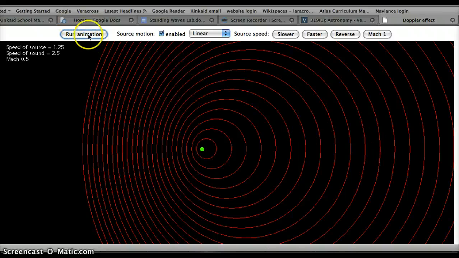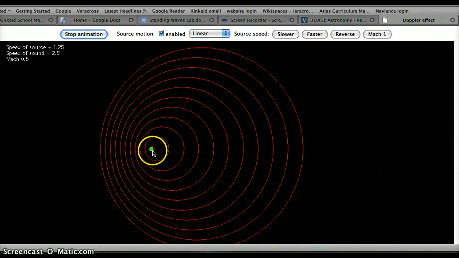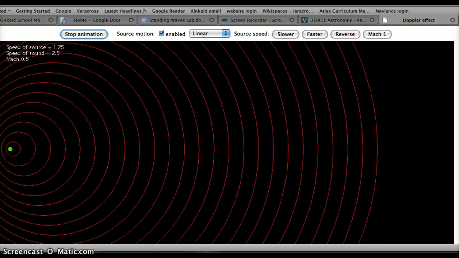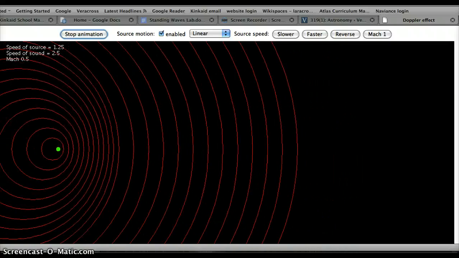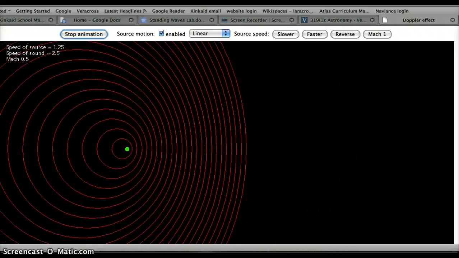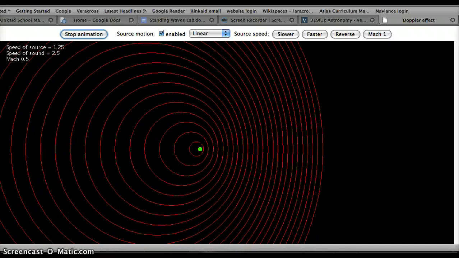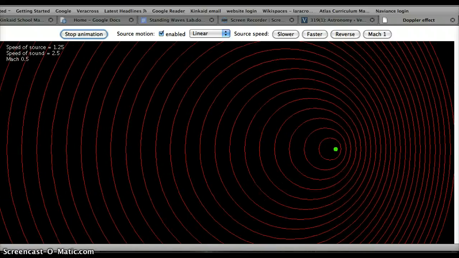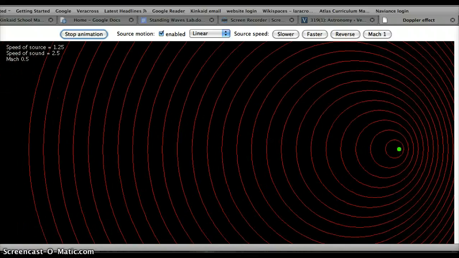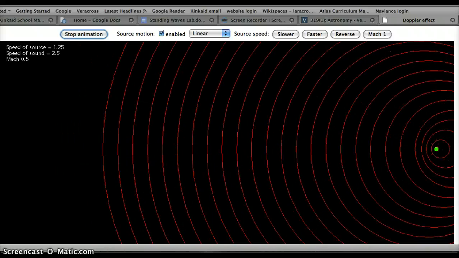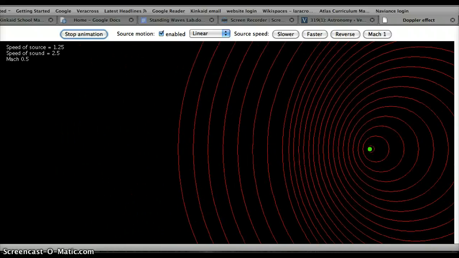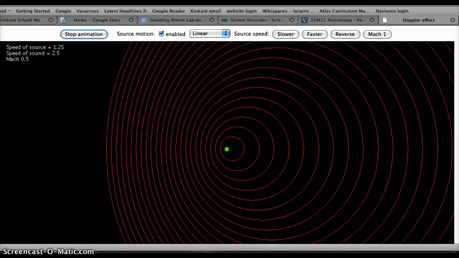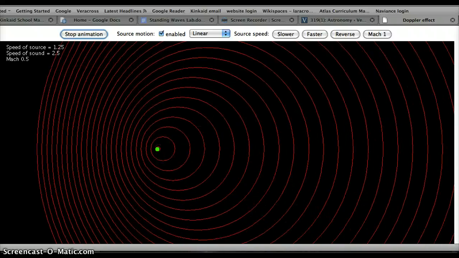Why is this happening? Well, you can see that the source is sort of catching up to its own waves as it moves along. And so it has moved part of the wavelength by the time it emits the next crest of the wave. So that's why it's getting shorter. And on the other side, by the time that it gives off the next one, it has moved more than the wavelength away, and so the wavelength is getting stretched out.